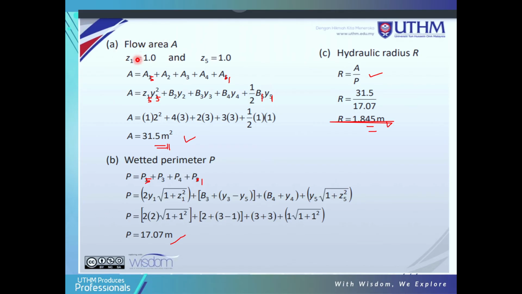Okay, to get the area here, you must get area 1. For this calculation, I first put A5 plus A2 plus A3 plus A4 and plus A1 here. Z1 is 1 and Z5 is also 1. So you must get here.